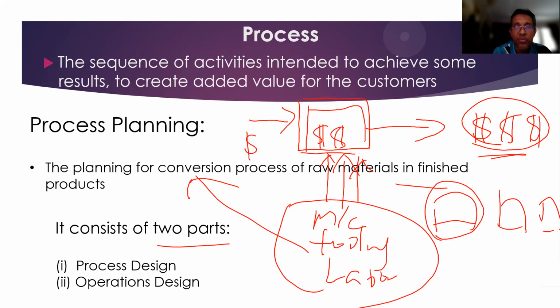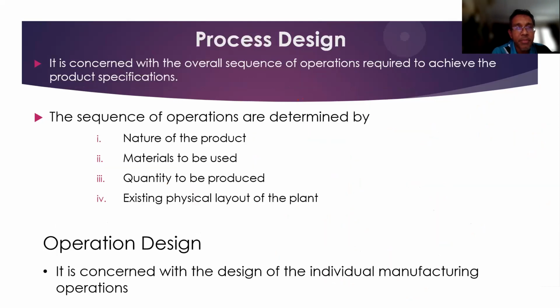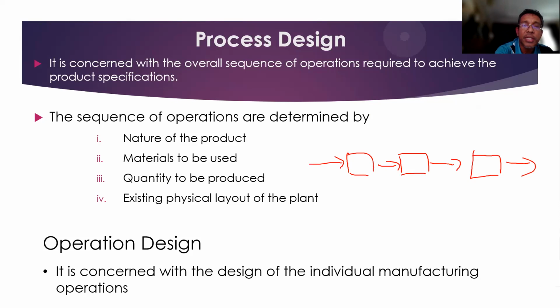So we go into detail for this one. Like I said just now, process design is concerned with the overall sequence, overall sequence from one machine, relate transfer. We have one product transferred to this machine, and then we need to transfer to another machine, and then we need to transfer to the next process. So this is the overall sequence of operation required to achieve the product specification.